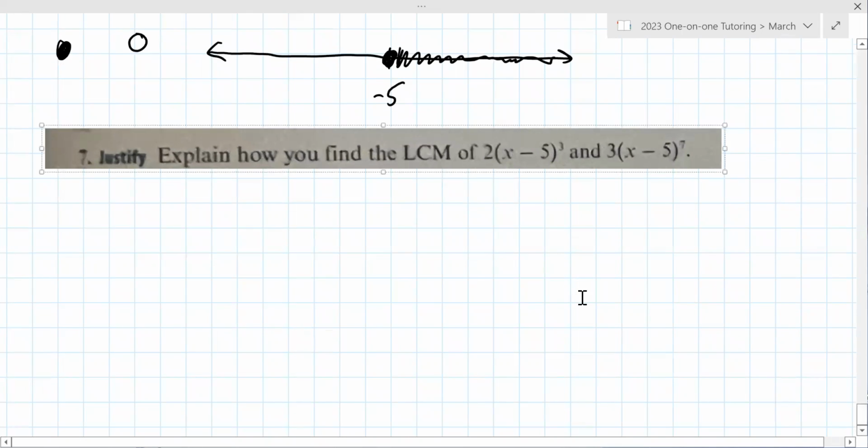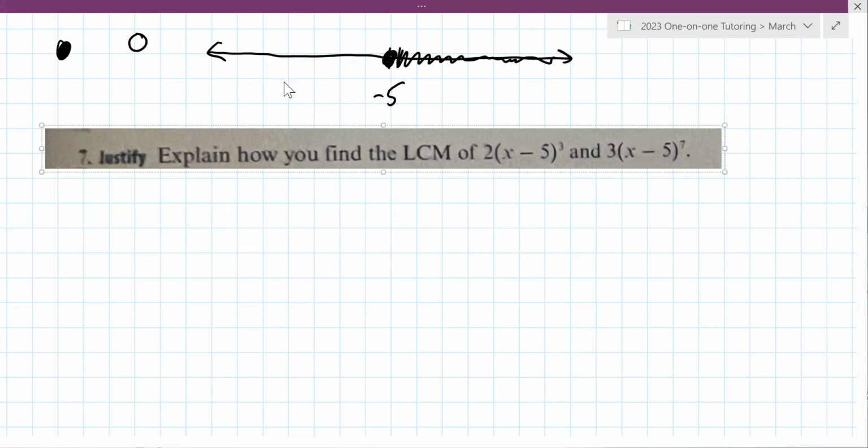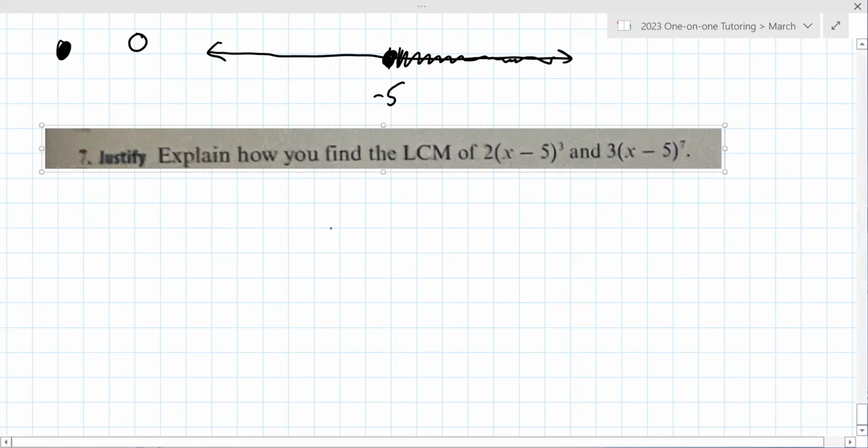Explain how you find the least common multiple of (2x minus 5) to the third power and (3x minus 5) to the seventh power. Do you want me to explain, or do you have any idea how to start here? Like I know finding the least common multiple of ones that aren't in that format, let's just say it was 2 and 3. How would you find the least common multiple of that?